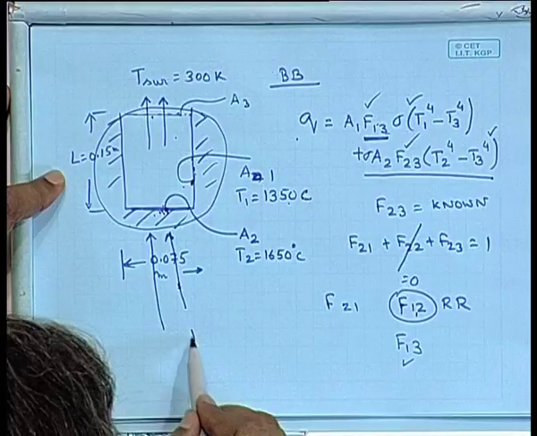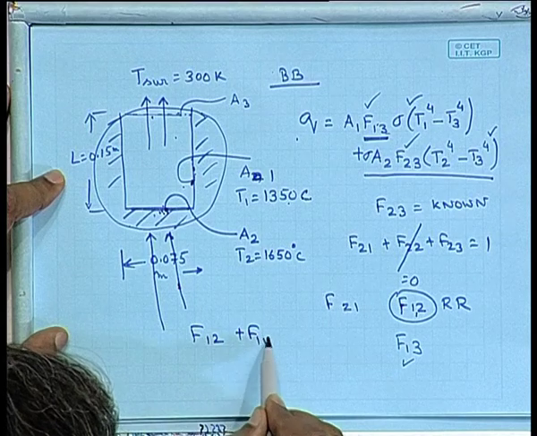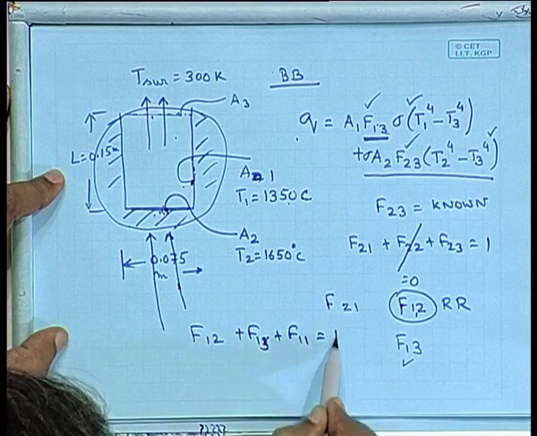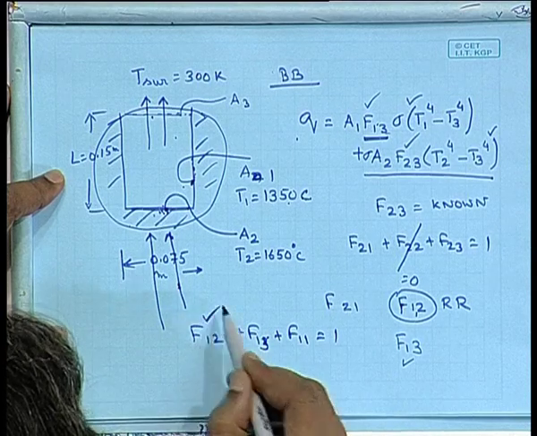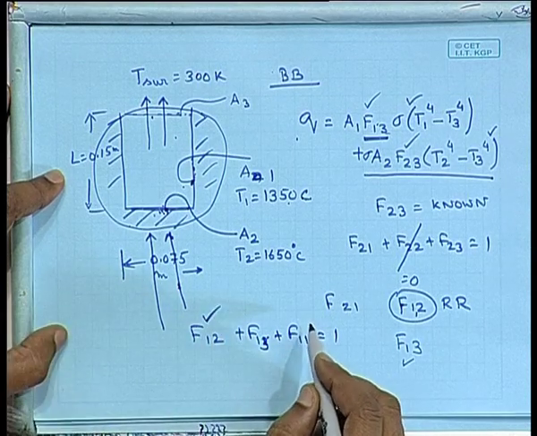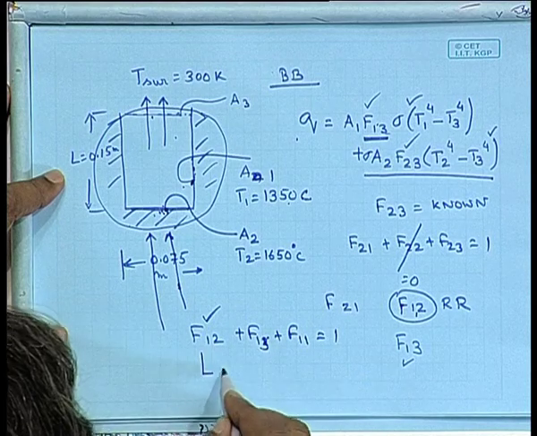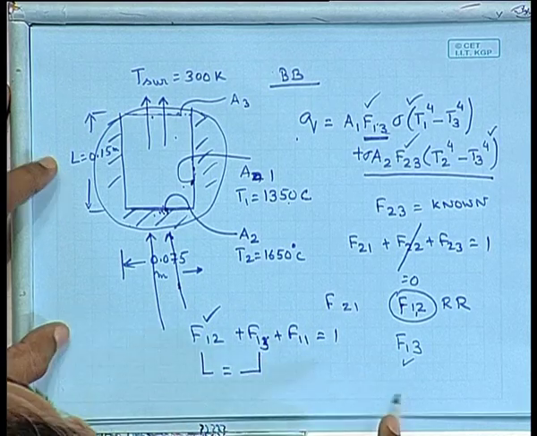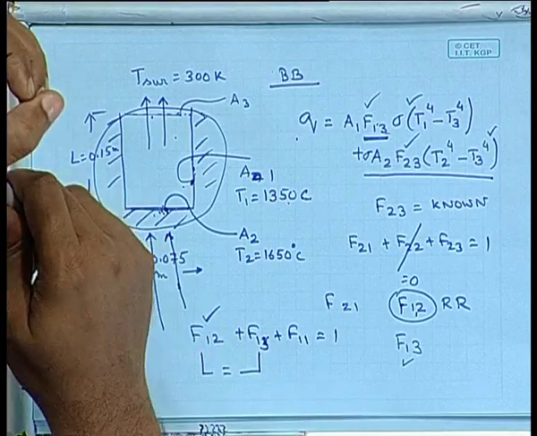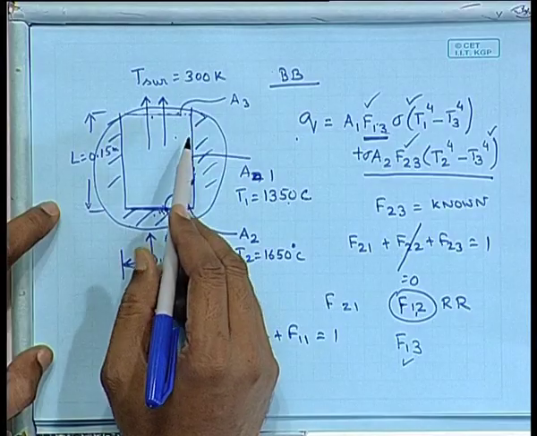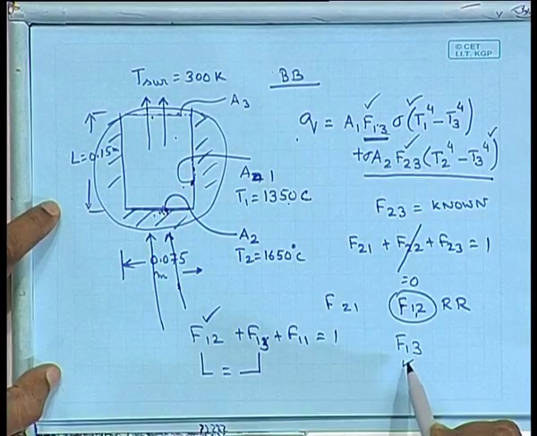It's a cylindrical cavity. What does symmetry tell you? You know that F12 plus F13 plus F11 is equal to 1. F12 would be equal to F13 by symmetry. Okay, a cylinder from the inside surface to the top and inside surface to the bottom. It's symmetrical. All right. So F13 would be known from here.